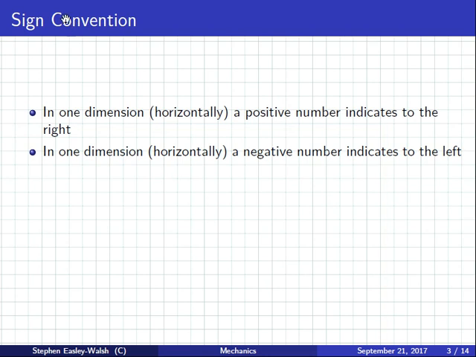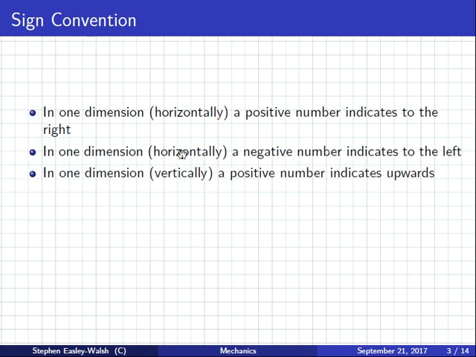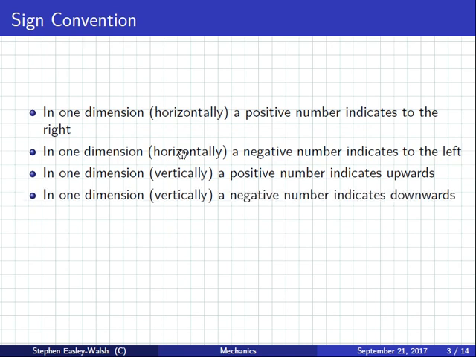Now, the reason this is called a convention is not like a rule, okay? In fact, if you wanted to, you could say left is positive and right is negative. It's fine. But it's usual to say right is positive and negative is for left. So we call it a convention, a guideline. And vertically, up is positive and down is negative.